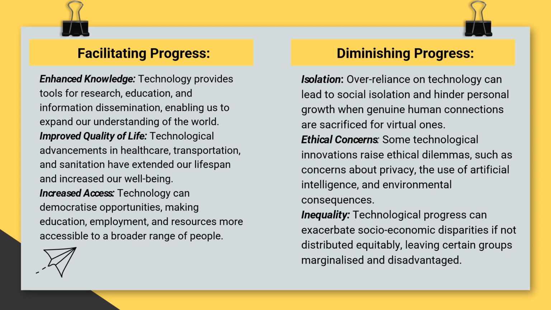Inequality then is the third kind of diminishing way that this can go about, where you look at technological progress as exacerbating social or socioeconomic disparities, if not distributed equitably. You look at marginalized or disadvantaged groups and they're left out of these technological developments. Not everybody has the money to endorse or utilize or seek out these different technologies. So progress without constraints and without some level of equity and processes around it won't necessarily facilitate the best life, especially for those in marginalized or disadvantaged groups.